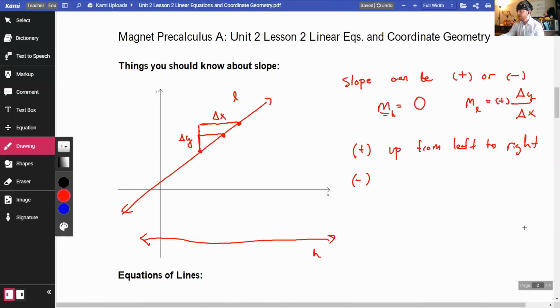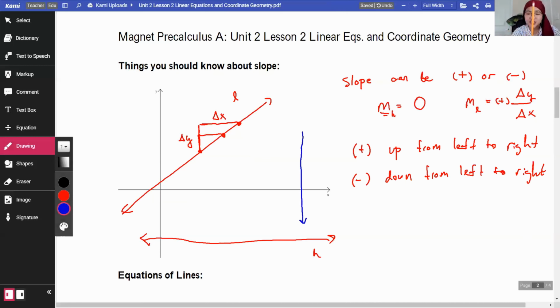Negative, that's me moving down from left to right. All right. What else can we talk about when it comes to slope? It's a very vast subject. If you have something that is well defined, that makes me wonder, you could have something that is undefined. What would be happening to the slope of a vertical line?